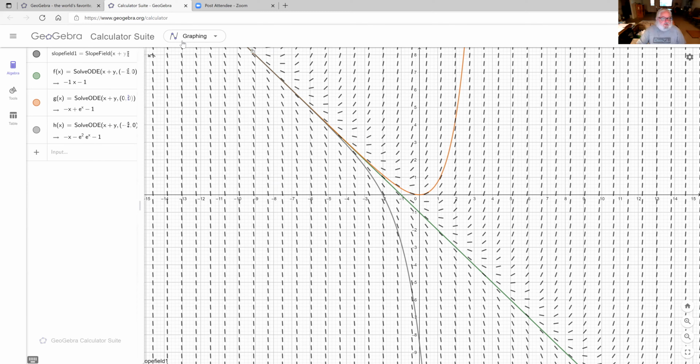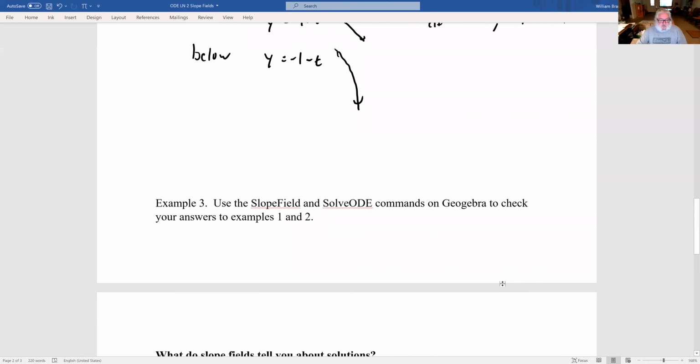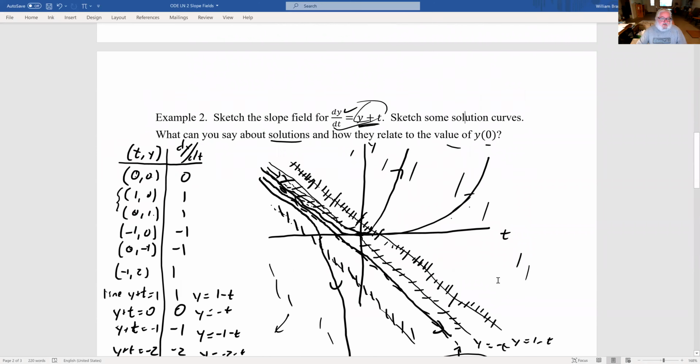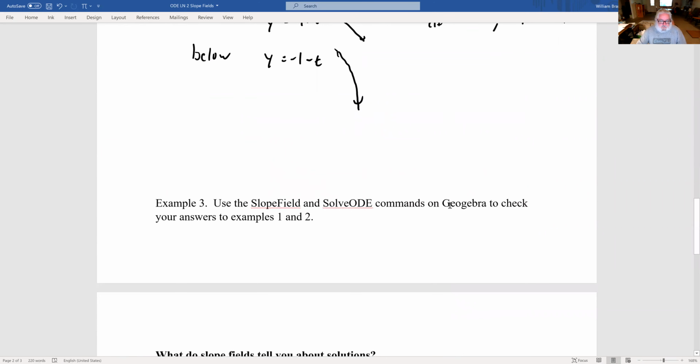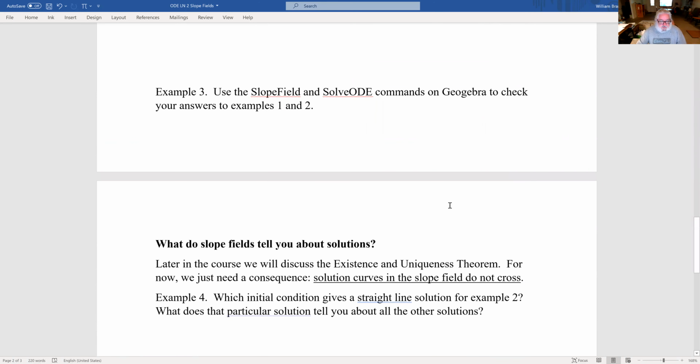So we'll go back to the lecture notes. There we go. So we checked our examples. Oh, you can go back and check this one for the solutions to the arctangent problem.